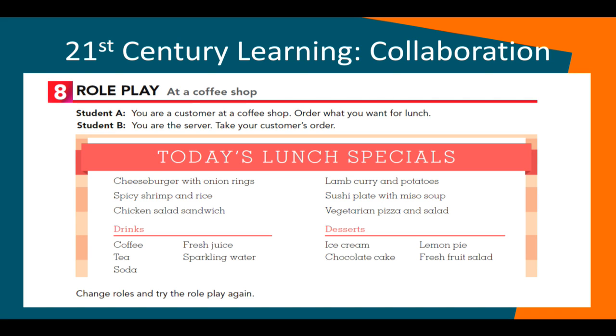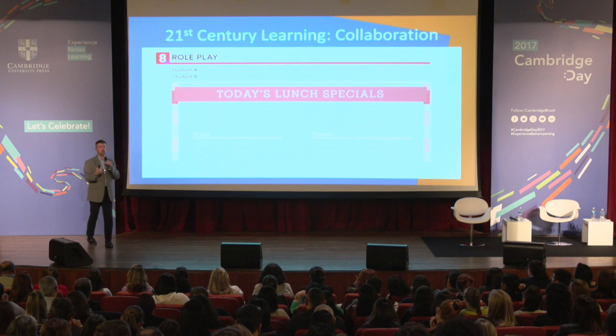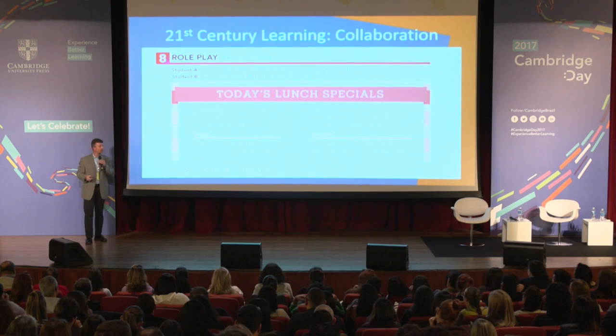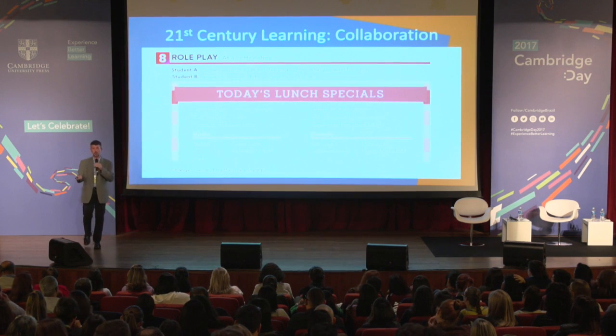So for this activity, we're going to have students work in pairs. One student is going to be the customer. One student is going to be the server. The customer is going to order off of this menu, and the server is going to take the order. So it requires the students to work together to accomplish the task. A very useful task if you're going to go to an English-speaking country.